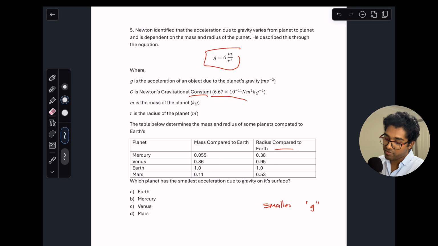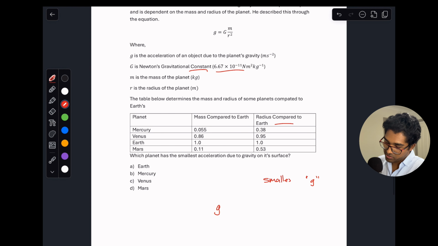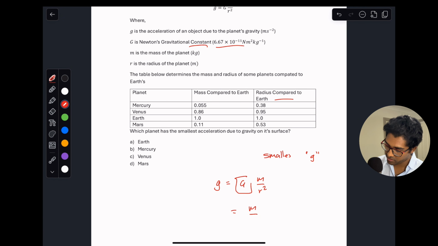Well, instead of having to multiply by 6.67 times 10 to the negative 11, I know that for every single equation that I do, this G value will always be there every single time. So I can just ignore it because it will be a constant scaling of each one of my values. So I can just ignore it entirely. Once I get rid of this, I get a much simpler g equals m divided by r squared.